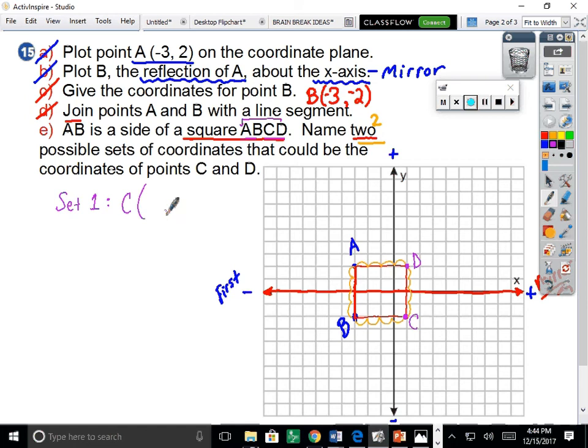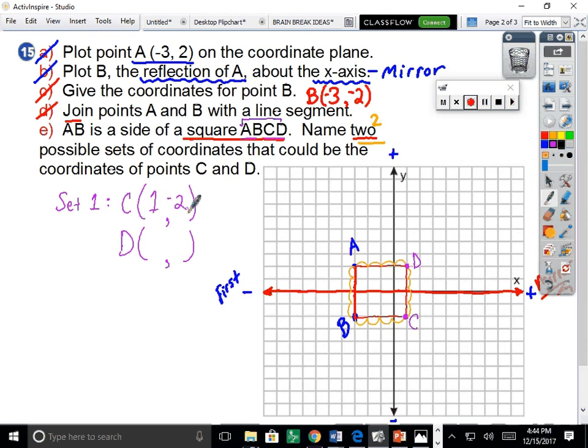C will have some coordinates, and D will have some coordinates. Let's think about how to find those. Well, starting here at the origin, to get to point C, I have to move 1 forward. That's a positive 1. I have to move 2 down. Moving down makes that negative. So positive 1, negative 2 will work.